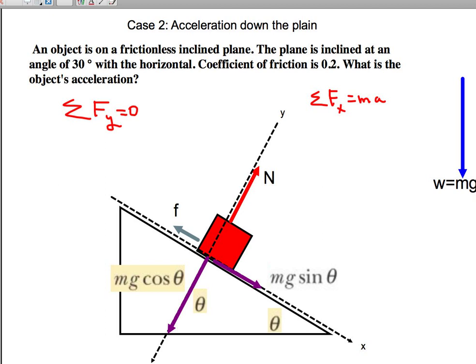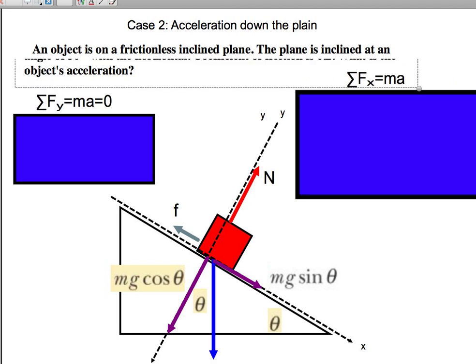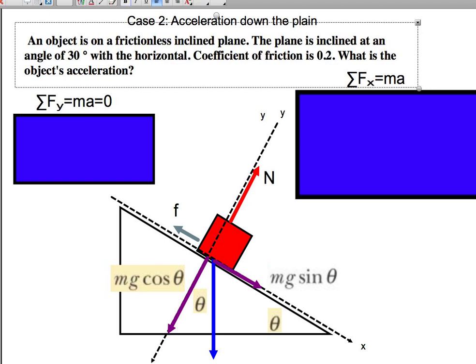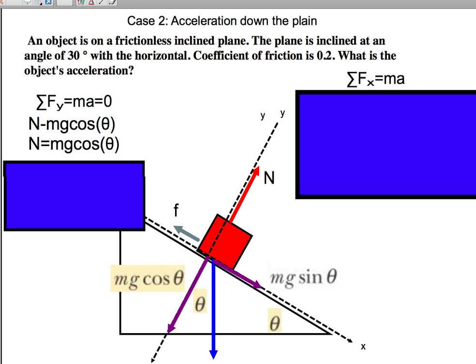So the y direction gives us the same equation we had before, that the normal force is just equal to mg cosine theta. Now the x direction is a little more complex. The sum of the forces in the x direction equals ma. Two forces in the x direction. Now don't forget, this force, the blue force, is now gone because we replaced it by the components, so that's gone.